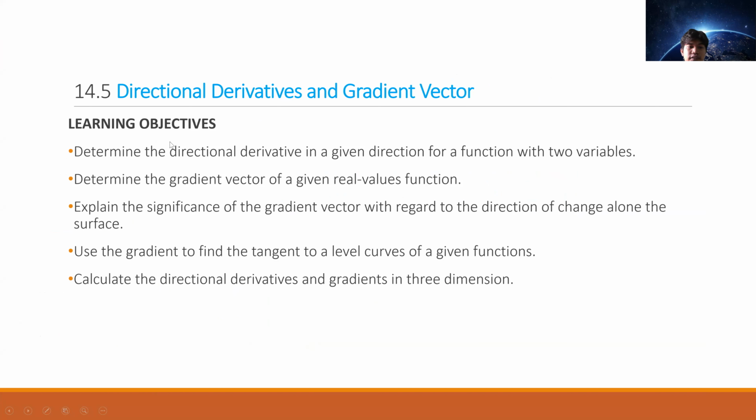Here is the learning objective. We can determine the directional derivative in the direction of a function with two variables using the gradient vector to calculate the given real value function, and explain the significance of a gradient vector with regard to the direction of change along the surface, and use the gradient to find the tangent level curve of a given function. Also, calculate the directional derivative and gradient in 3 dimensions.